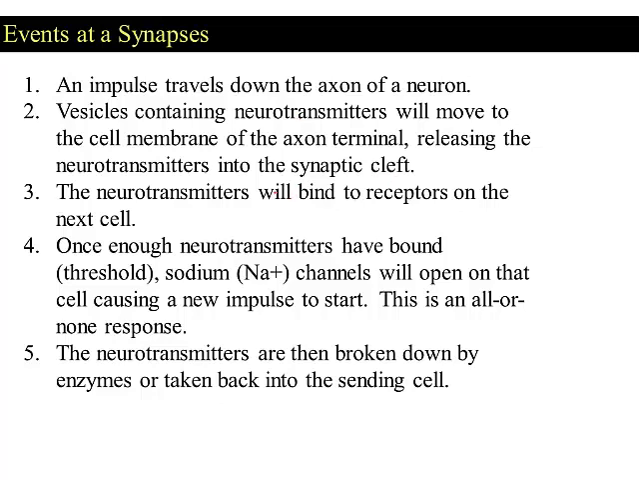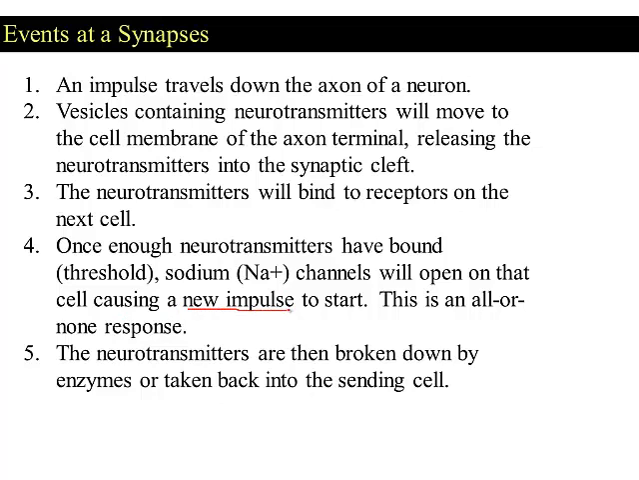The neurotransmitters will then bind to receptors on the next cell, so they will find their appropriate receptors on the next cell, and they will stick on there. Once enough neurotransmitters have bound, we reach something called threshold. At that point, the sodium channels will open. That's going to let the positive ions in, and this causes a new impulse to start. So in the next podcast, we'll take a closer look at the impulse.